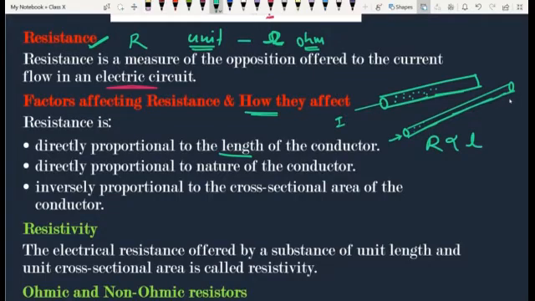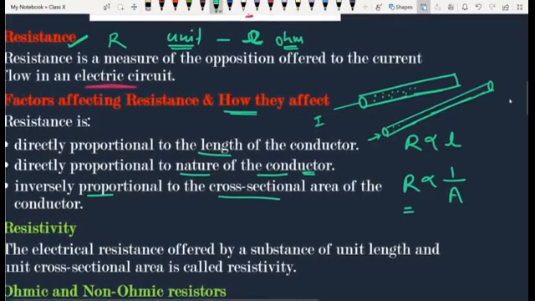Let's say it's L. Resistance is also directly proportional to the nature of the conductor. It depends on different materials. Some materials oppose the flow of electrons more, some less. So it is directly proportional to the nature of the conductor also. And resistance is inversely proportional to the cross-sectional area of the conductor. So R is inversely proportional to the area.